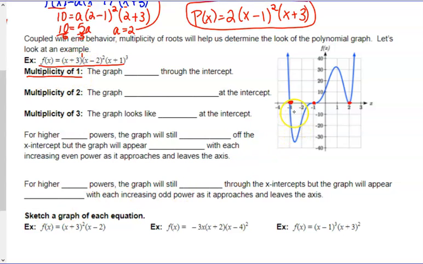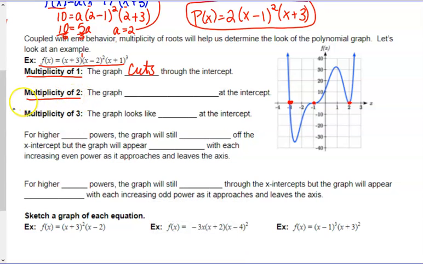What is happening at negative 3? With that graph, it's coming down, and it basically just goes through that axis. We just go from positive to negative, and then we kind of turn around. So we call that a cut, that it cuts through the intercept, going from a positive to a negative, okay? Anytime you have a power of 1, your graph will look like this. Nice straight line through that intercept.